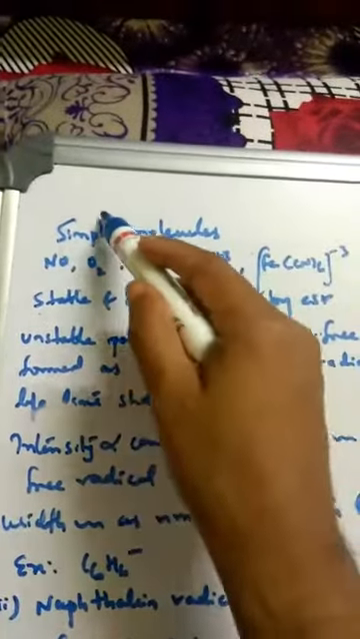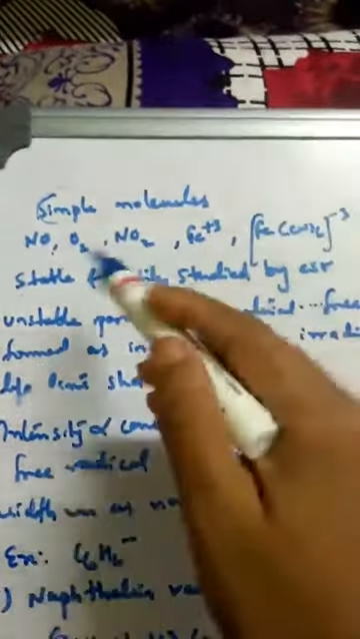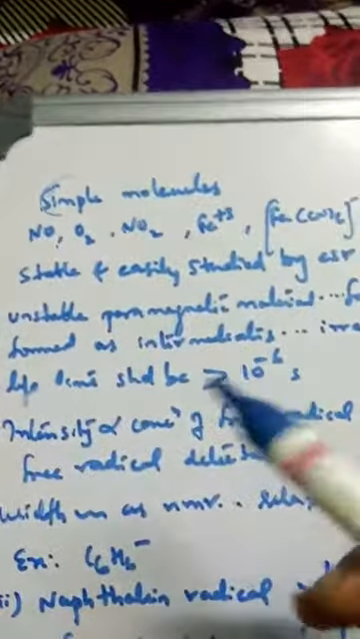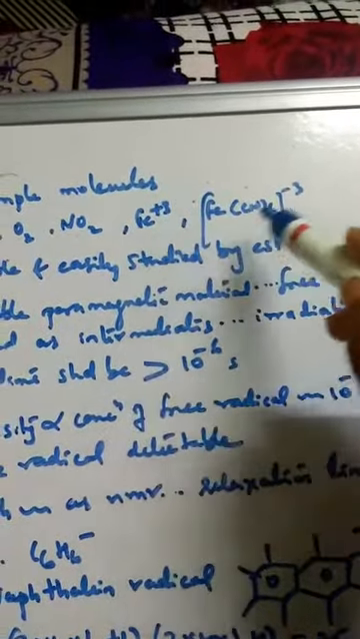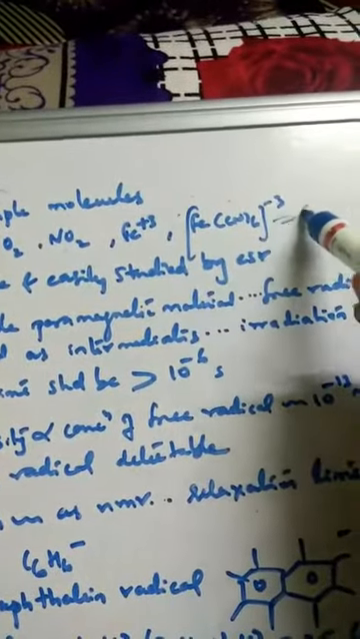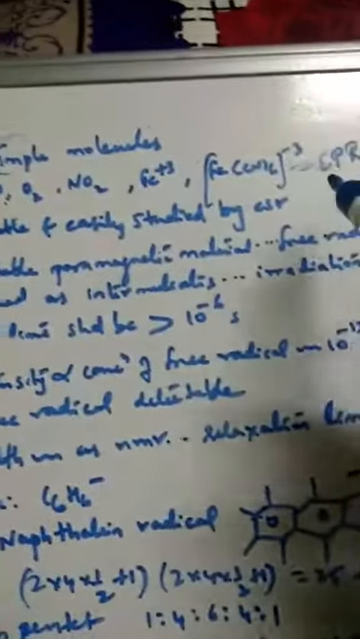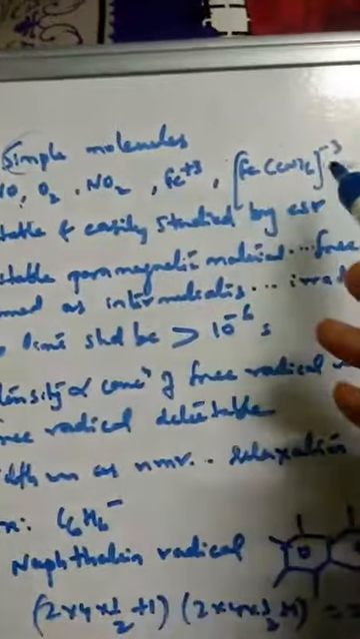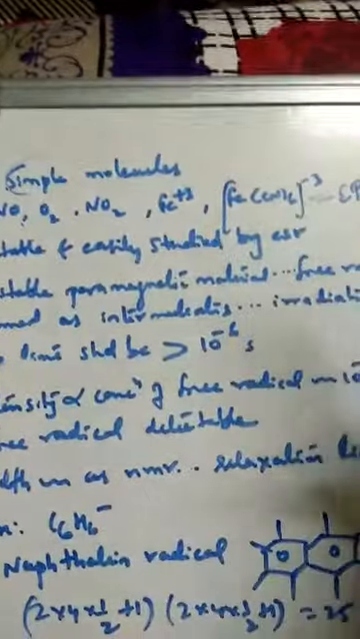But simple molecules like NO, having the odd electron, oxygen, which we know has two unpaired electrons, then NO2, unpaired electron, and Fe3+ and Fe(CN)6 3-. These are all simple molecules, so they are easily going to show you EPR or ESR, electron spin resonance, or paramagnetic resonance, or EMR, electron magnetic resonance. These are very stable molecules and are easily studied by ESR.